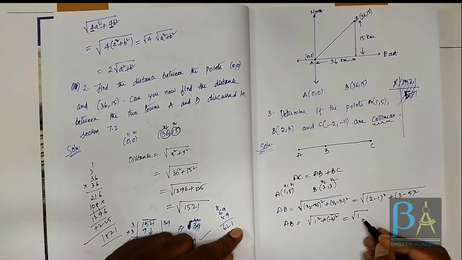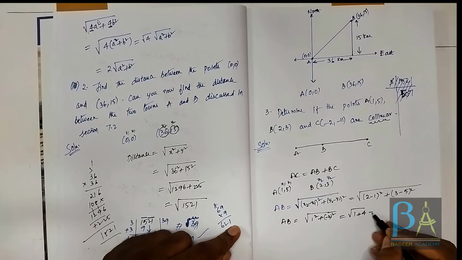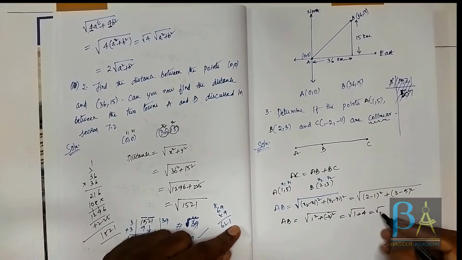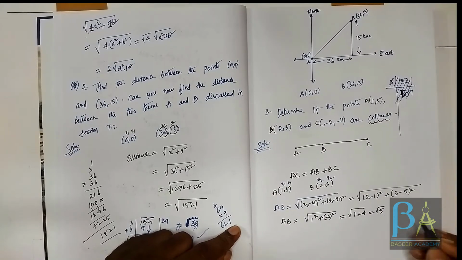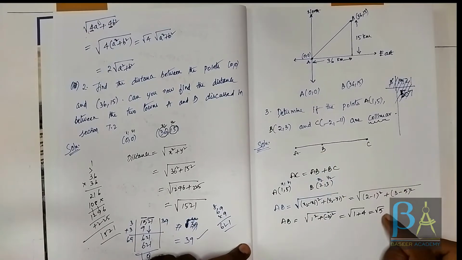1 square is 1, minus 2 squared, if you square it, it becomes plus. 2 square is 2 into 2, which is 4. So I am getting the distance between points A and B as root 5. 1 plus 4 is 5. So the distance between point A and point B is root 5.